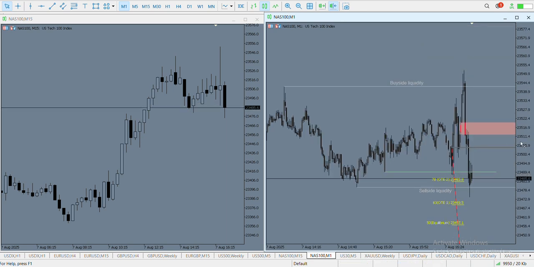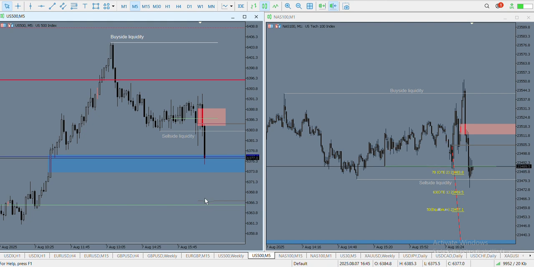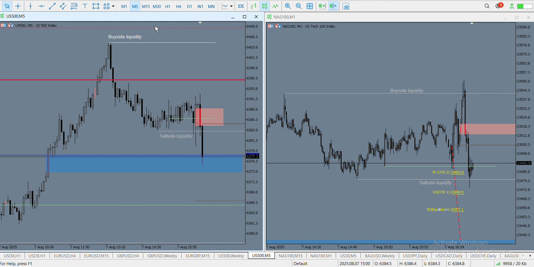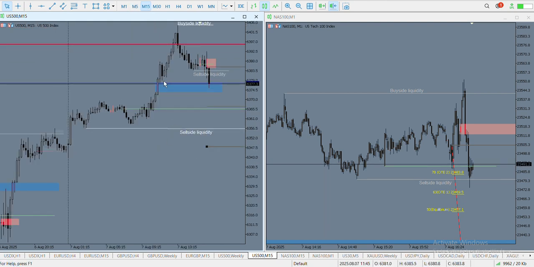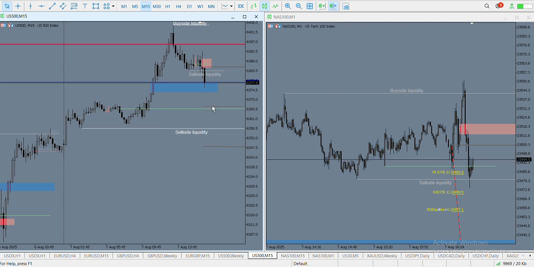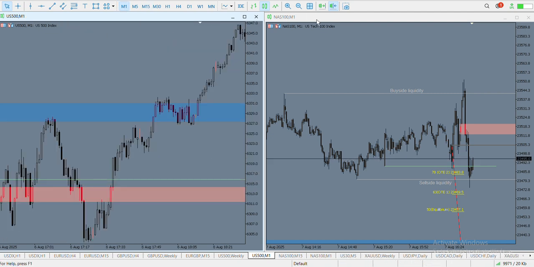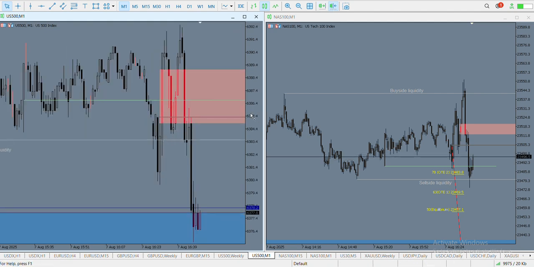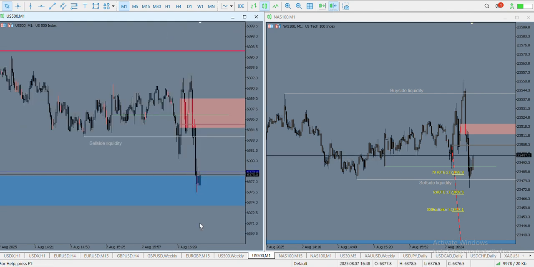Without wasting any time, look at US 500. We managed to get into this 15-minute inefficiency that I talked about here. Boom, right there. And next is the opening range gap, consequent encroachment. That is the midpoint. So that's really it for me for today.